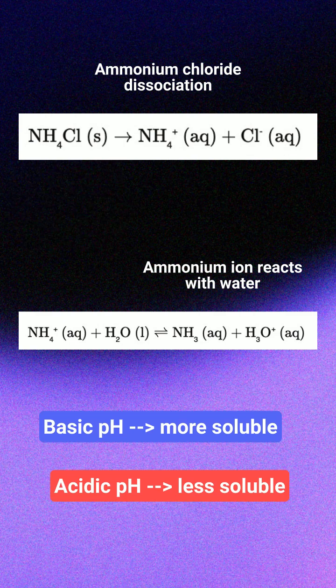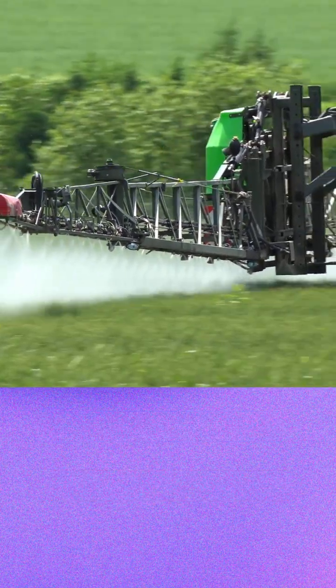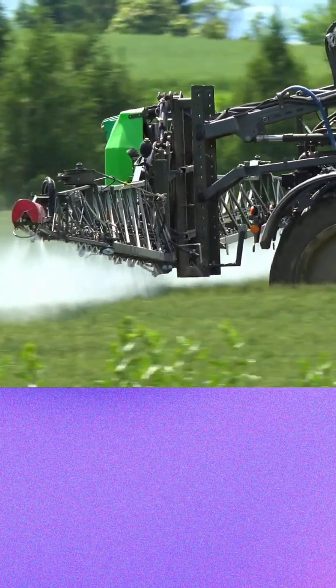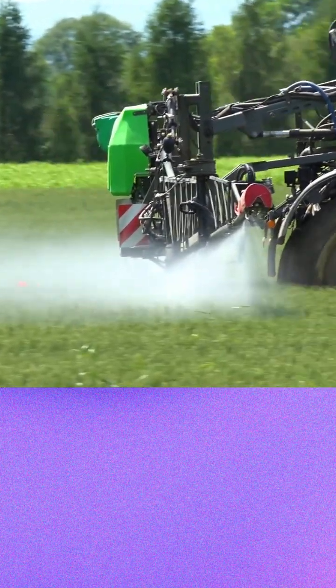This concept isn't just theoretical, it's vital in agriculture where ammonium chloride fertilizer's solubility depends on soil pH. Farmers use this to ensure plants get enough nitrogen from ammonium ions.